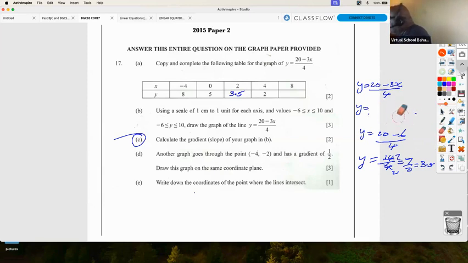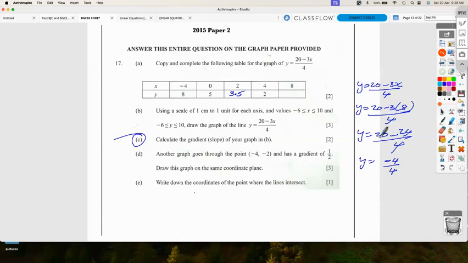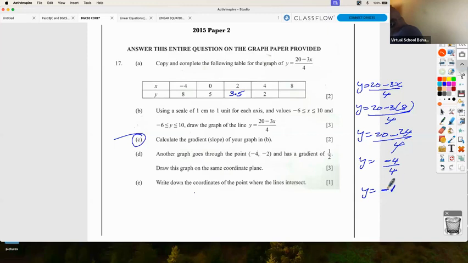Repeat the same process with the 8. This time I will not put 2. I will put y equals 20 minus 3 times 8 over 4. Y equals 20 minus 24 over 4. Y equals what? Who wants to tell me that? Minus 4. Minus 4 over 4. And when we simplify that, y equals -1. So this here would be -1. All those who understand that?